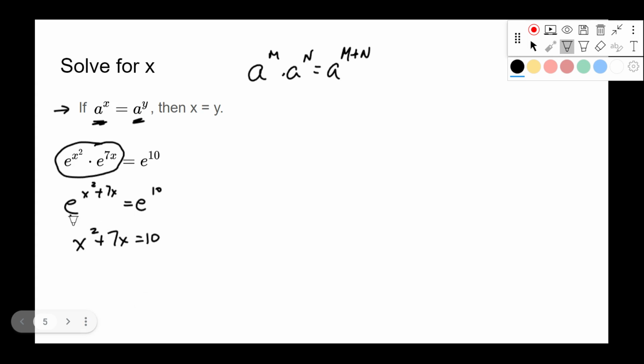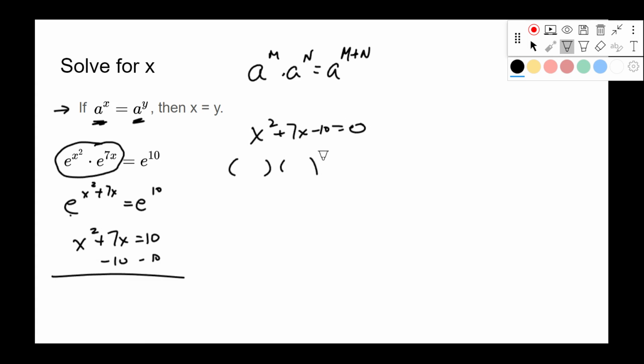Well, it's quadratic. And how do we solve just about every quadratic in this class? We factor it. Bring the 10 over. We'll have x squared plus 7x minus 10 equals 0. And then we're going to factor it. Find the numbers that multiply to be negative 10 and add up to 7. That's not going to work because that would have to be negative, negative.